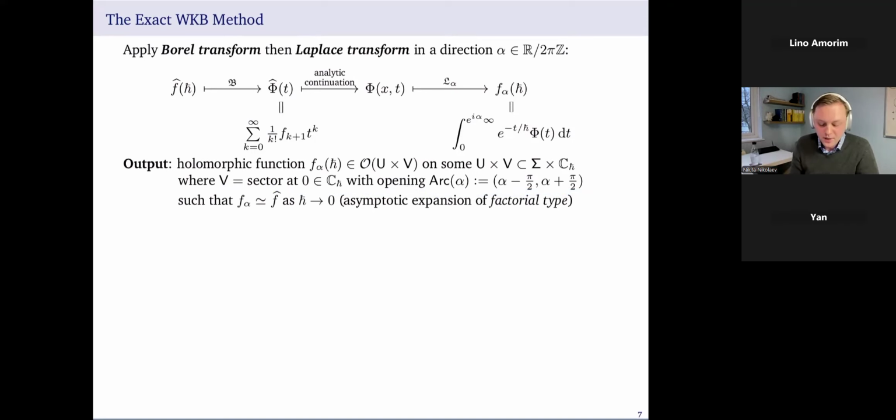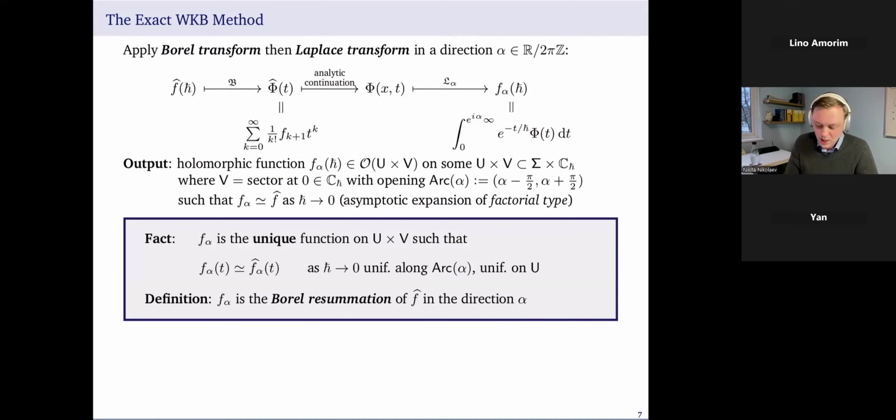And this function f alpha has a strong asymptotic property, which is that it does admit an asymptotic expansion as h bar goes to 0 in this sector. And that asymptotic expansion is f hat, the thing that you began your journey with. And here in brackets, maybe for experts, it's what I call an asymptotic expansion of factorial type, or Gevrey 1. Not so important. This is where all these adjectives, factorial type, etc., play an important role.